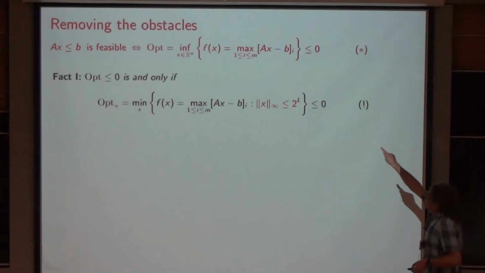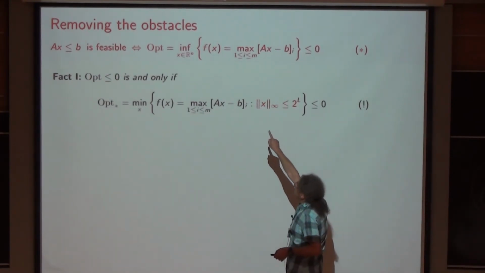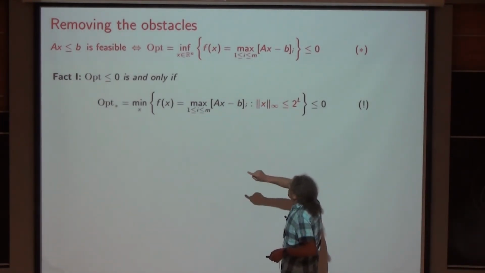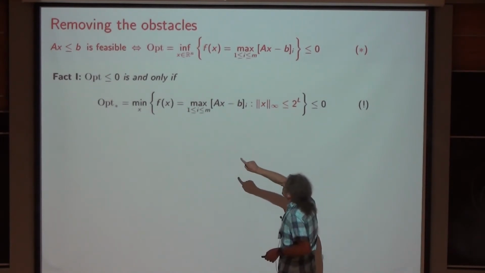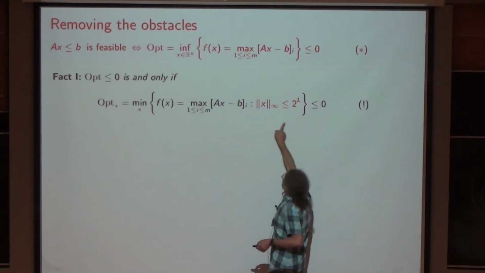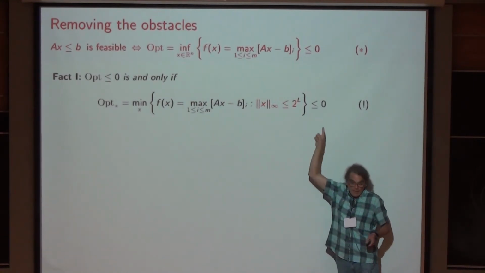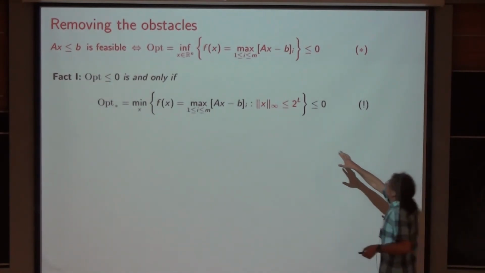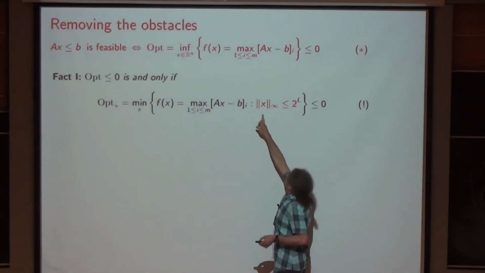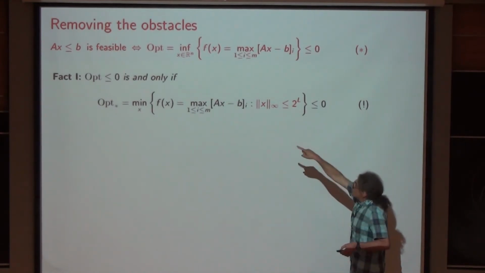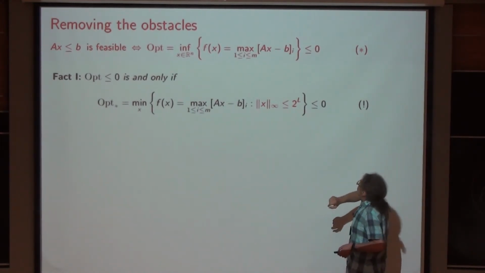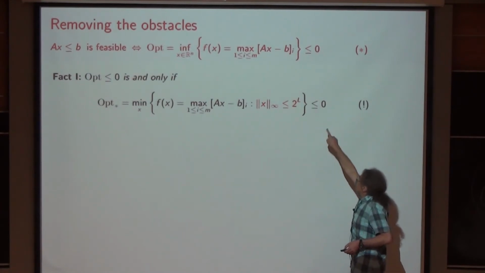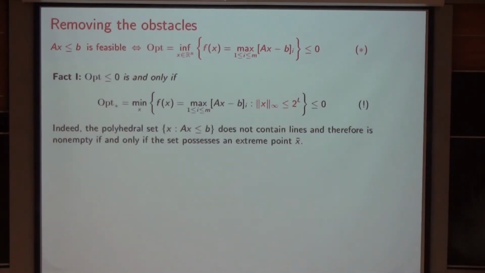Actually, if the optimal value of the original problem is negative, then the solution of the bounded problem like this one, where L is the length of the binary description of our problem, is also such. So we can bound the norm of our solution and just look for a solution of this norm. If the original optimal value is negative, then non-positive, sorry, this one will also be non-positive. And the proof is just convex geometry.